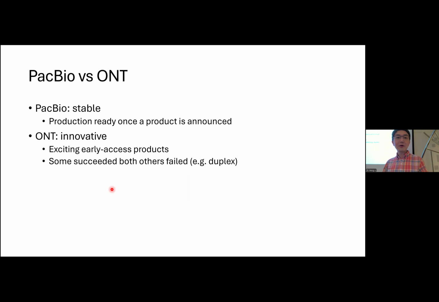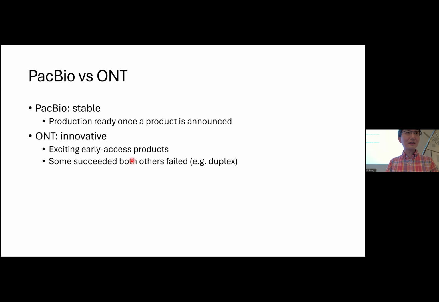Okay, between PacBio and nanopore, so back to the two companies, PacBio generally is more stable. They develop products in-house and you don't know what they are developing. But when they announce it, it's production ready. You can directly use that and put it in production. And nanopore, I call it innovative.